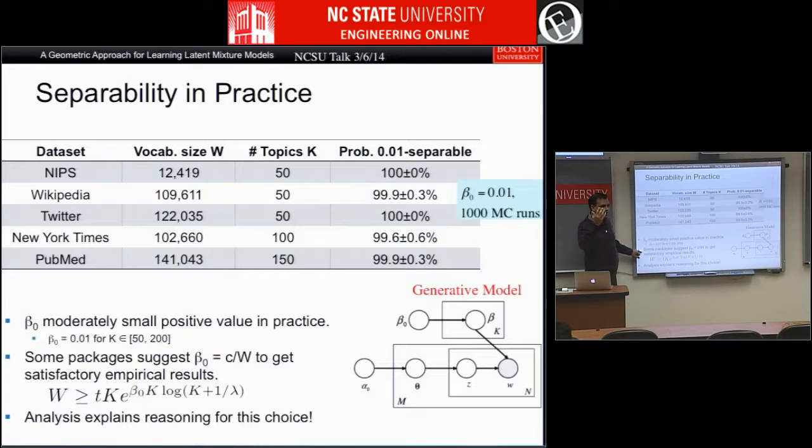In fact, they even suggest an even smaller beta. They suggest that you want to pick beta 0 to be C by W, which is even smaller than picking beta 0 to be 0.01. What's C? C is some constant, like 200 or something. They want to pick 200 by W or something like this, which is now scaling with the size of the vocabulary. So in any case, if you look at these empirical packages, you will immediately come to the conclusion that underneath their hood is a fact where they are essentially assuming the topics to be approximately separable. That means they're assuming that this to be true. Okay? So our analysis actually explains the reasoning for this choice.